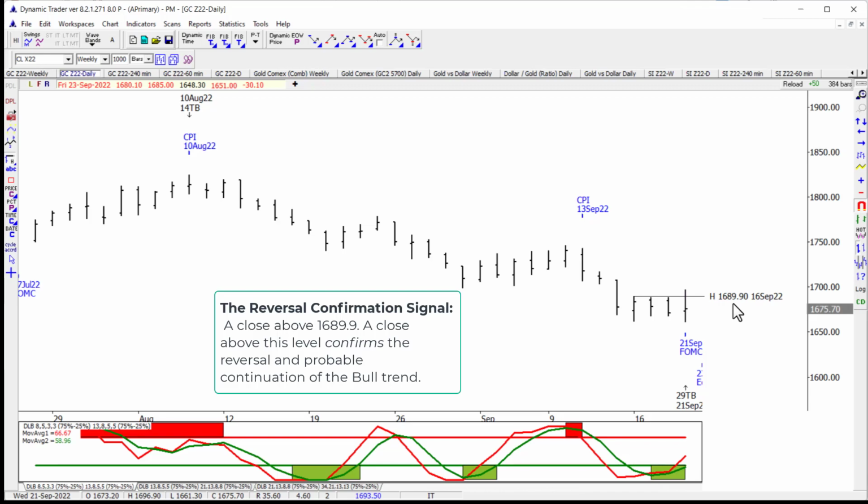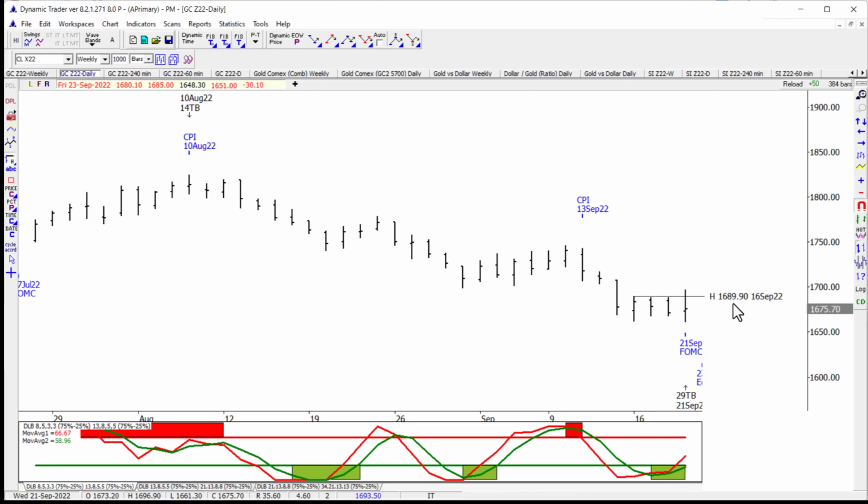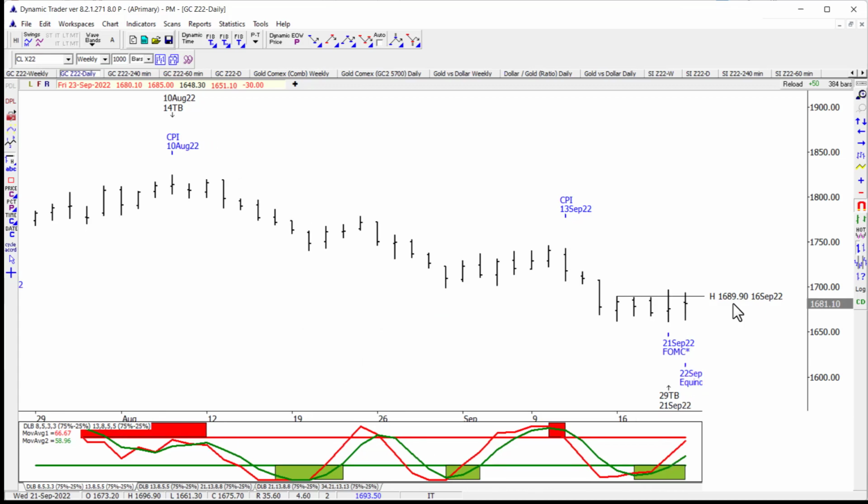Again, reversal confirmation signal. So let's add another bar. That's Thursday. Didn't make it on Thursday. It closed higher, but it didn't close above this trading range. And because this had just been sideways, that's why I wasn't looking just for a higher close, but a breakout of that trading range, more or less.